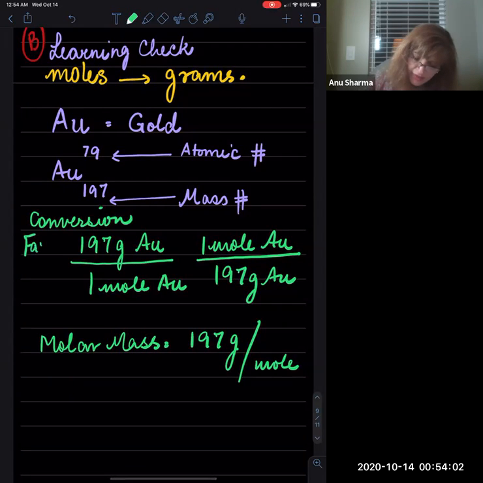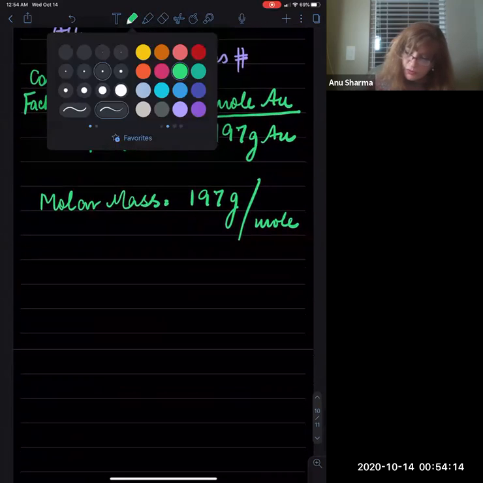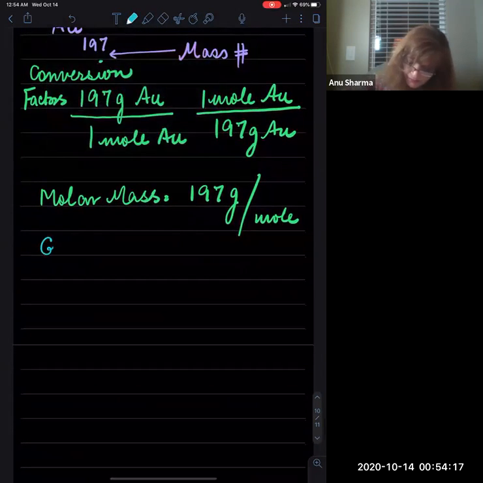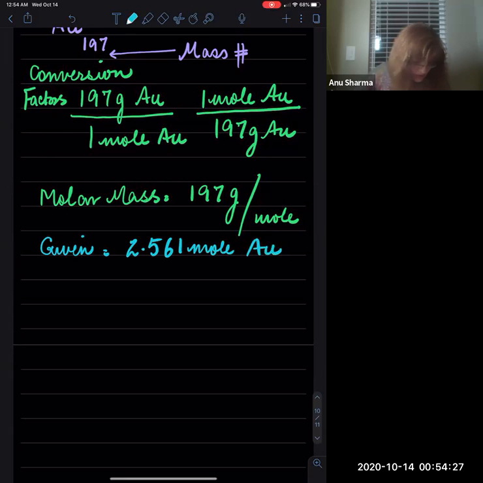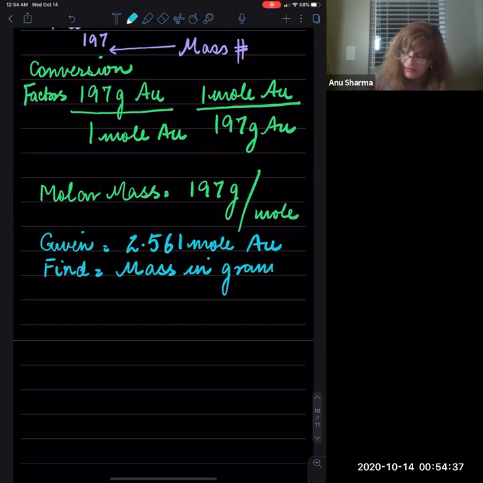Now very clearly we see that the question here is asking you, you are given 2.561 moles of gold. What is the mass? Find the mass, and that mass is in grams. Find the mass in grams.